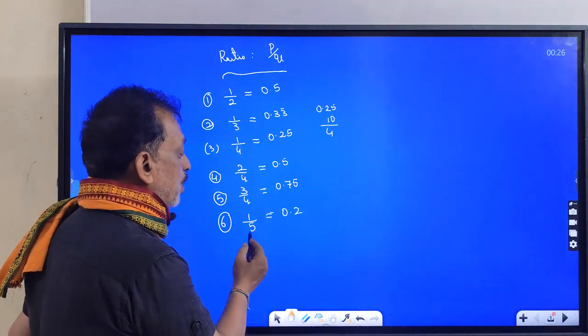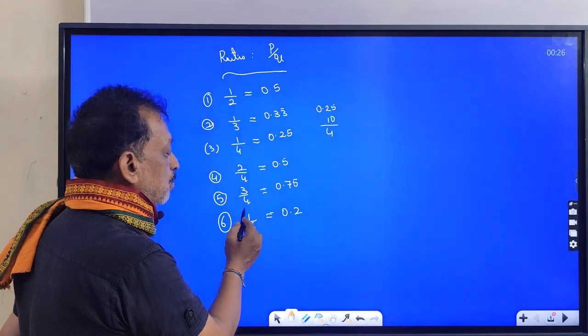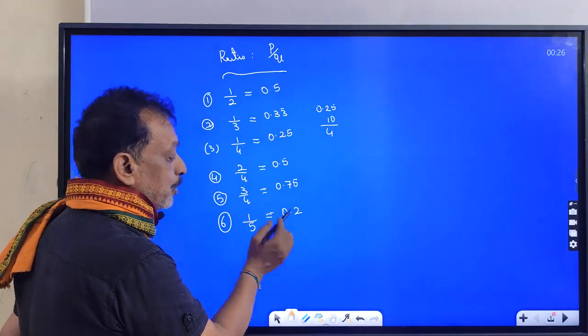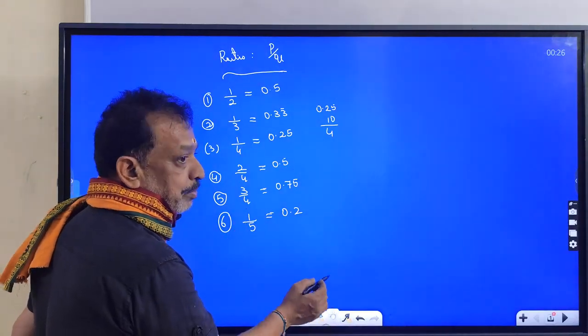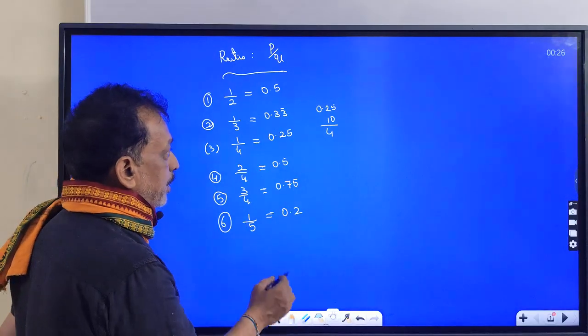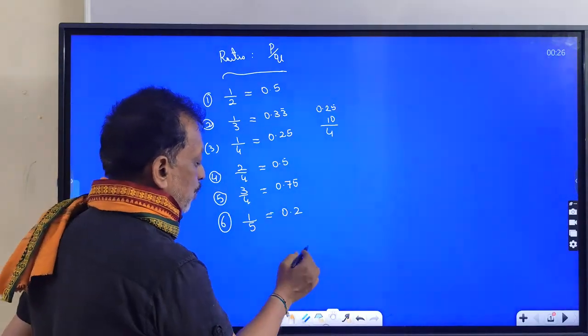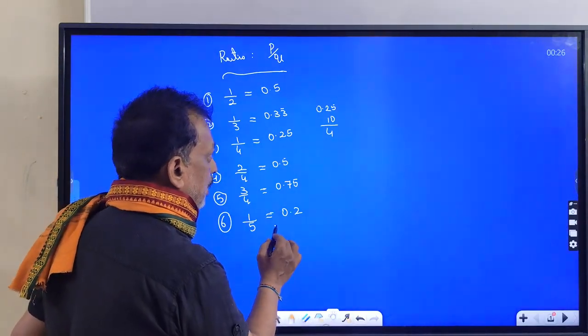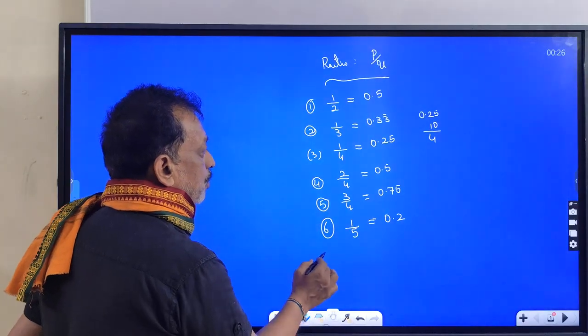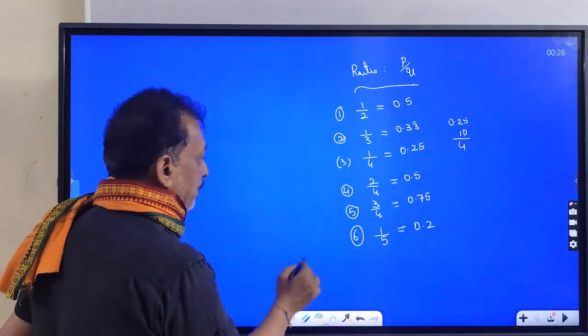So how did you get that? You could go 0 decimal 10 like this, but there is no time in solving the problems. So that's why you have to do this directly. These are useful in calculations. Now again, we are continuing.